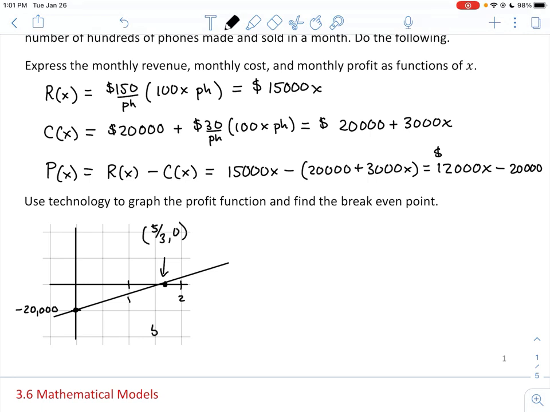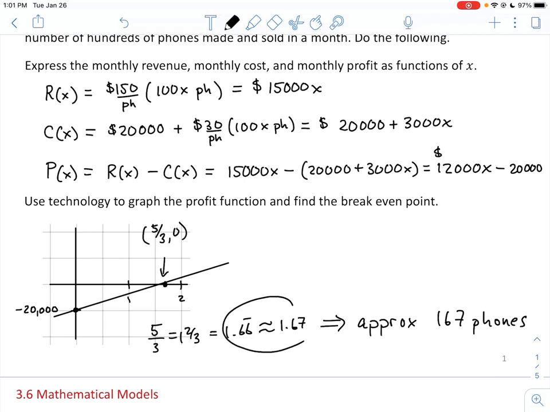The 5/3, if you recall, was the 1 2/3. It's equal to 1.6 repeating, so 666 forever, which is approximately 1.67, which translates into approximately 167 phones. This is what we mean by the break-even point. The profit will be 0 if you make and sell 167 phones. Will be near 0, I should say. This is approximate because we did a little bit of rounding right here.